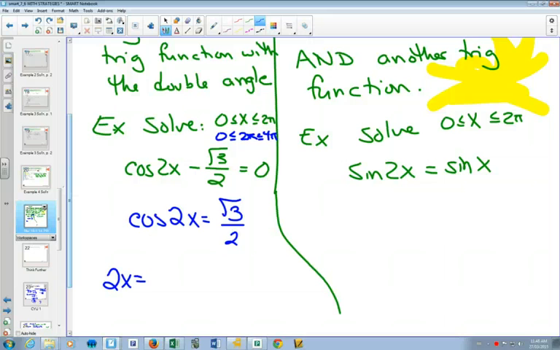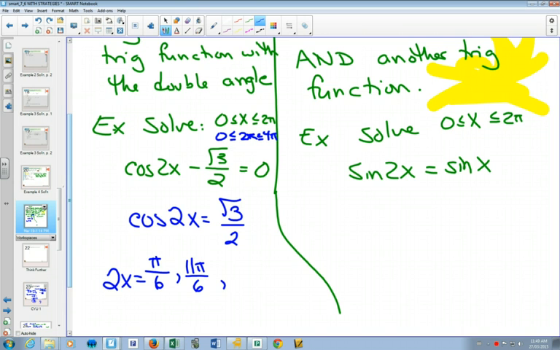When do we get root 3 over 2 for cos? Pi over 6 in quadrant 1. 11 pi over 6 for quadrant 4. Negative pi over 6 is right, but it's not between 0 and 4 pi. So we're trying to solve between 0 and 4 pi. Quadrant 1 and quadrant 4. That's our first time around.